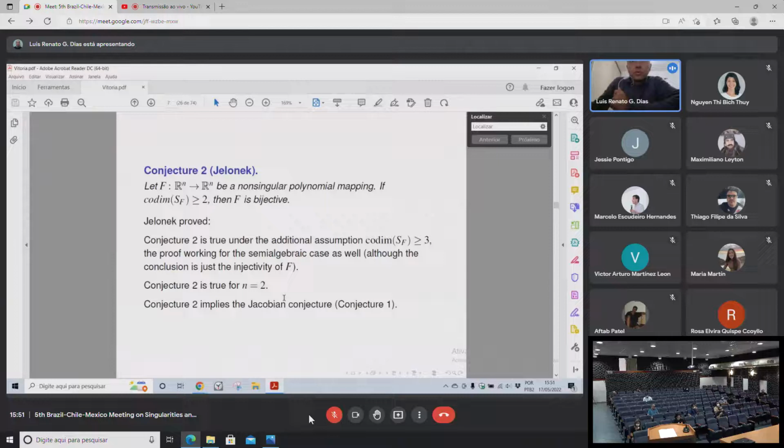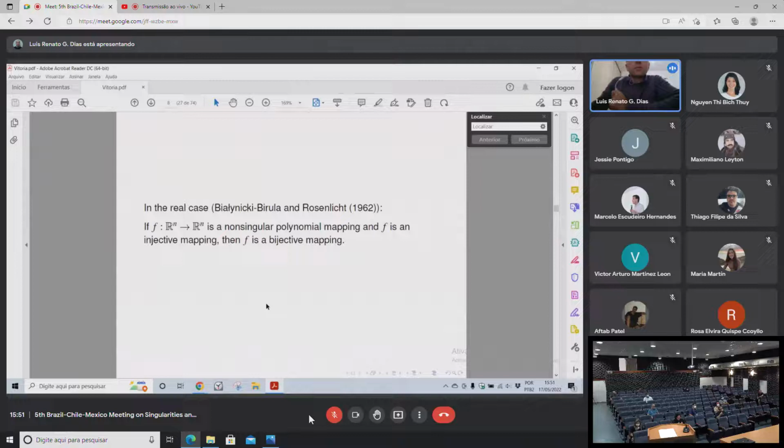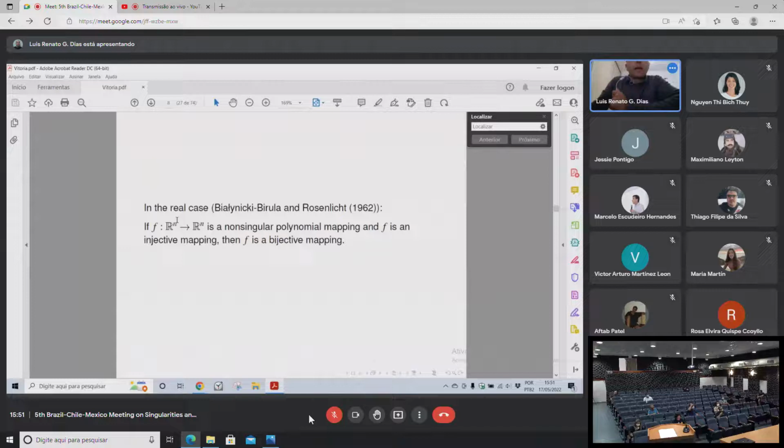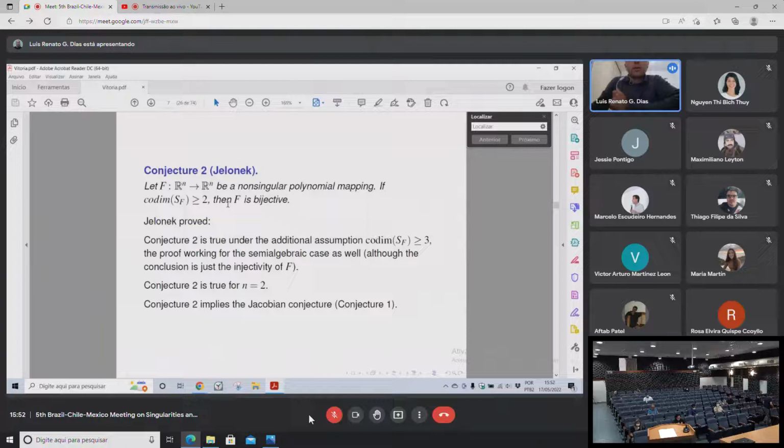But now I will start to present some definitions related to our results. But before, just one remark: as in the complex case, in the real case we have some reductions to the Yellow neck conjecture, for instance. We know that if F is a non-singular polynomial mapping and F is an injective mapping, then F is a bijective map. In particular, to prove the Yellow neck conjecture it is enough to prove that F is an injective mapping.